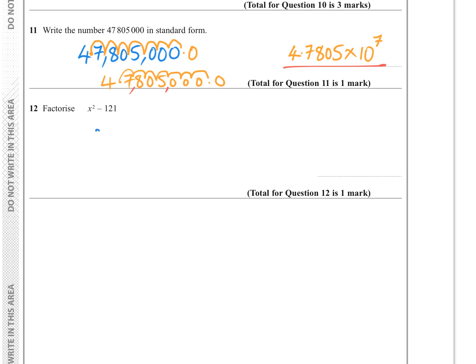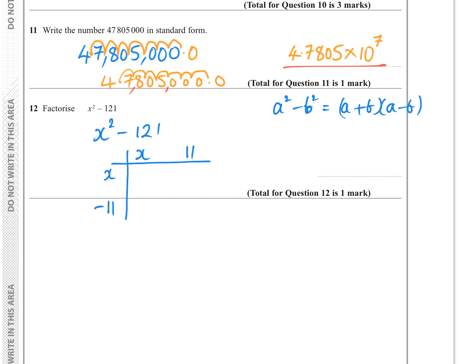Question 12, we have x squared minus 121, and if we wanted to factorise that, we could actually use a difference of two squares, because a squared minus b squared is always a plus b times a minus b. And if you don't know that from school, then at least you've seen it now. This is always going to give you a squared. This will always give you minus b squared. This will give you minus ab, but this will give you positive ab, so they always cancel. So it's very useful to know this one.